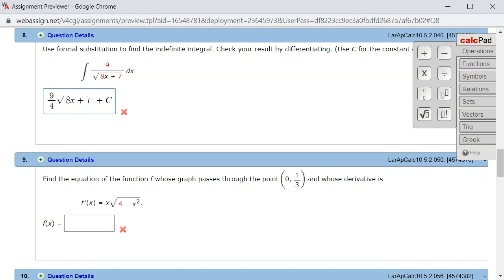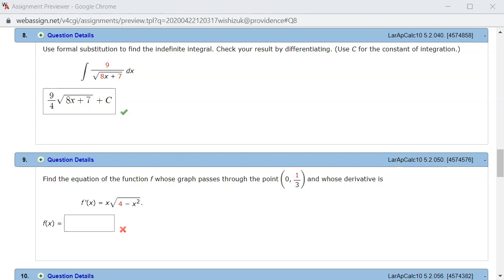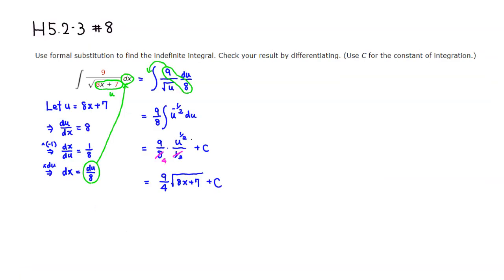Let's check the answer. I came back and it looks like we got the correct answer. Let's do the checking. Let's see if we can take the derivative of this to get the integrand there. So here's the check. We can take the derivative, so I'm going to write it as d over dx of the answer we have.